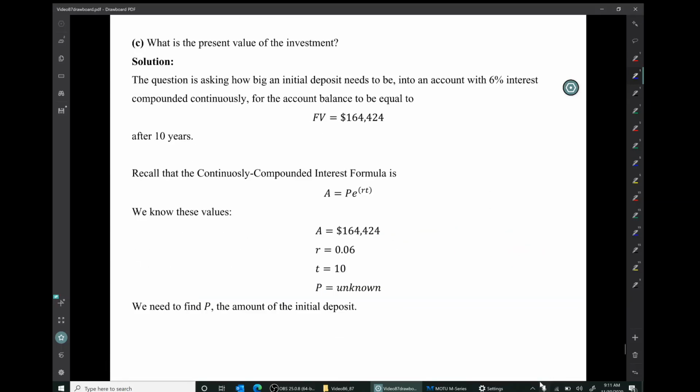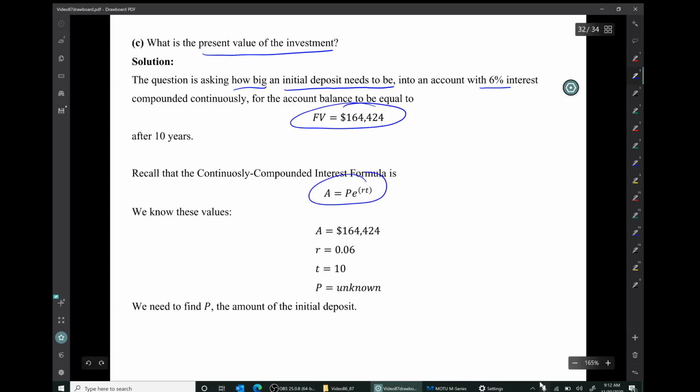Question C, what is the present value of the investment? Well, the question is asking how big an initial deposit needs to be into an account that has that same 6% interest rate compounded continuously for the account balance to be equal to that future value after 10 years. Well, for this, remember that the continuously compounded interest formula is this. Capital A equals capital P e to the RT. Now we know these values. We know that we want the final value to be $164,424.